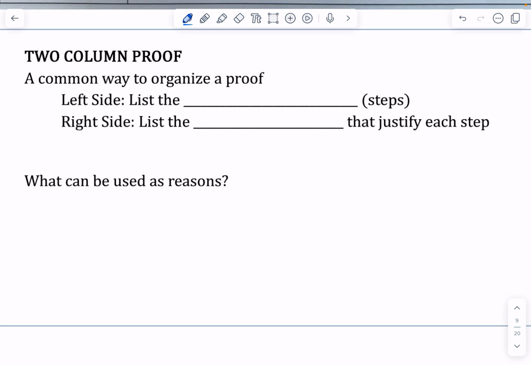Okay, now into the notes here. So a 2-column proof. This is how we're going to organize all of our proofs. On the left side of the proof is what is called the statements. The statements for these algebra problems is where we're going to actually do the algebra, where we're going to solve for x. On the right side is where our reasons or our justifications are.